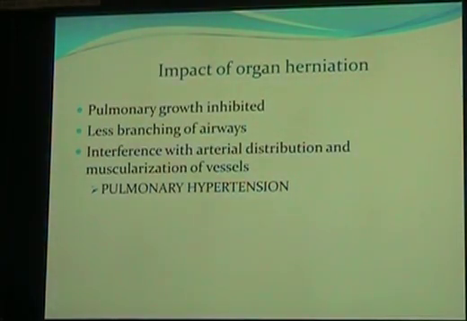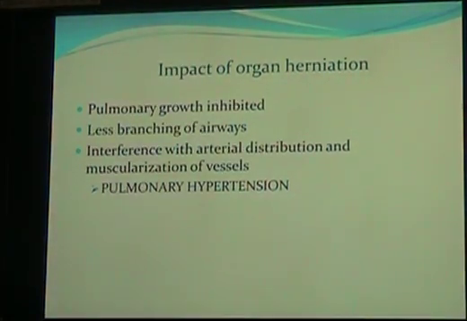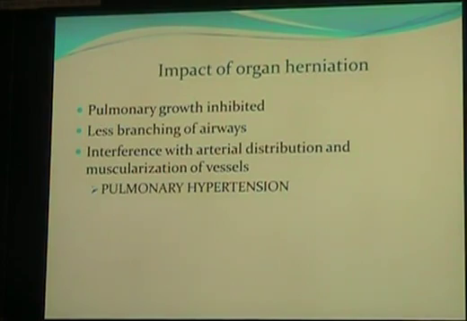Once you get an interference with the arterial distribution and there are fewer pathways for the blood cells to travel through, the residual blood vessels may become hypertrophied. You get smooth muscle hypertrophy, and as these blood vessels become thicker, they become more resistant to blood flow, and you can develop pulmonary hypertension.